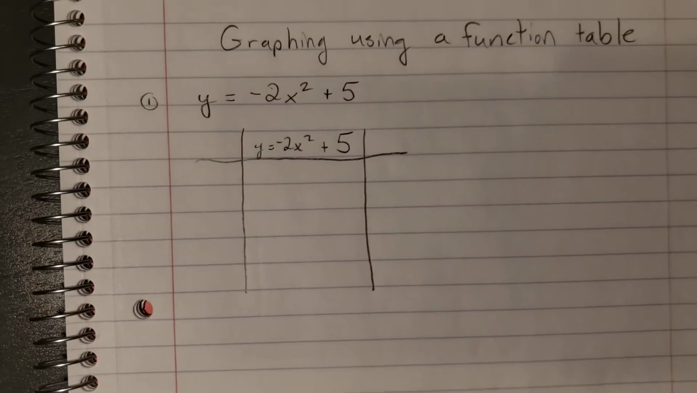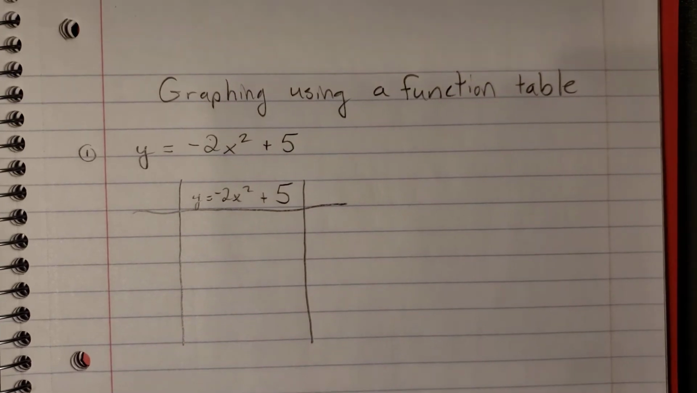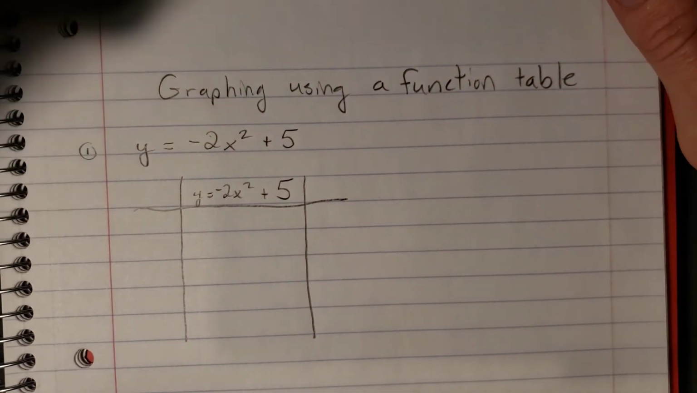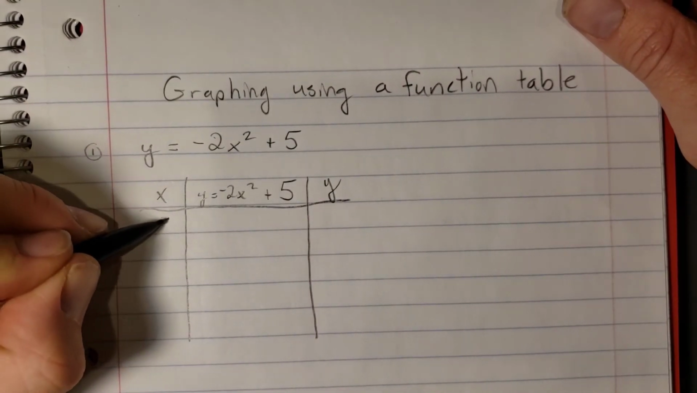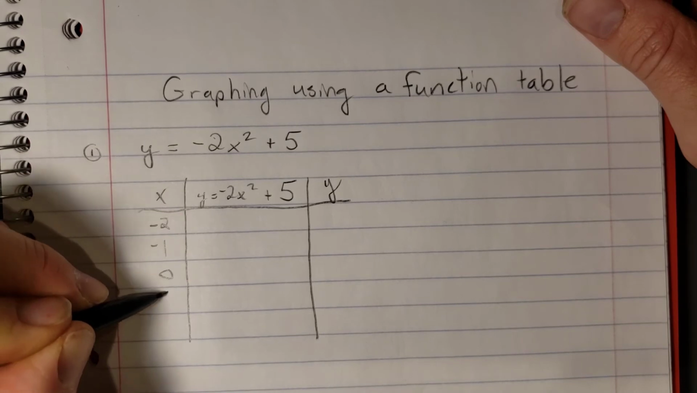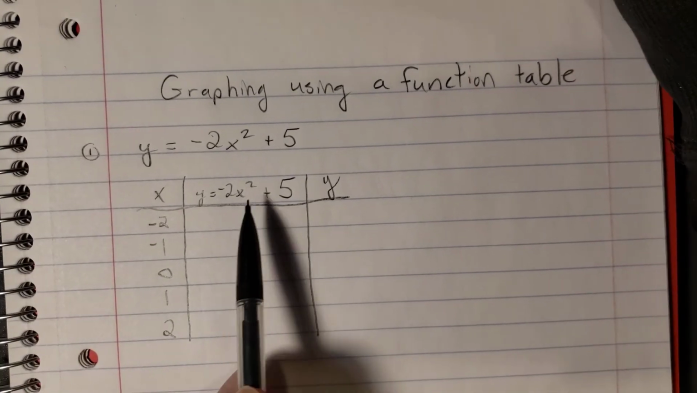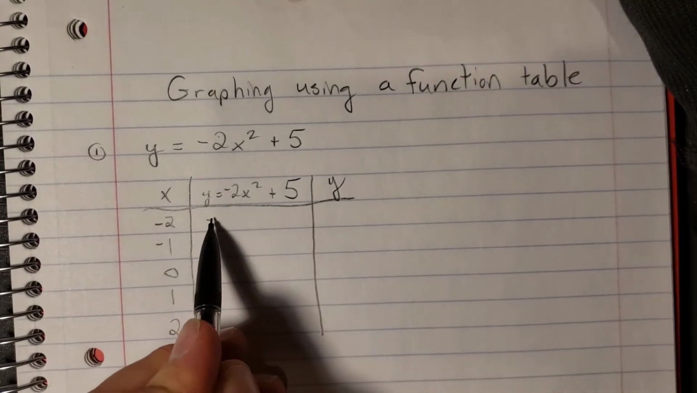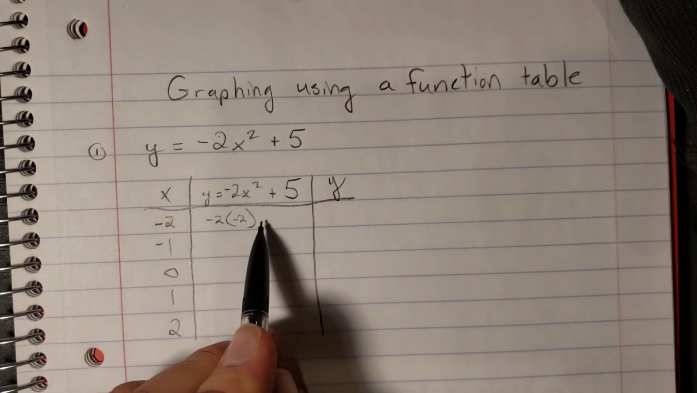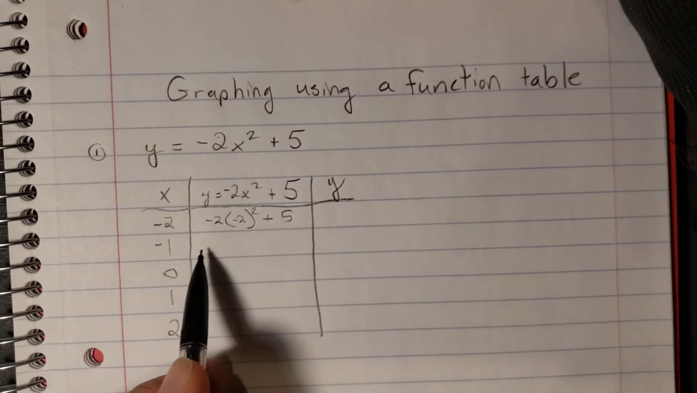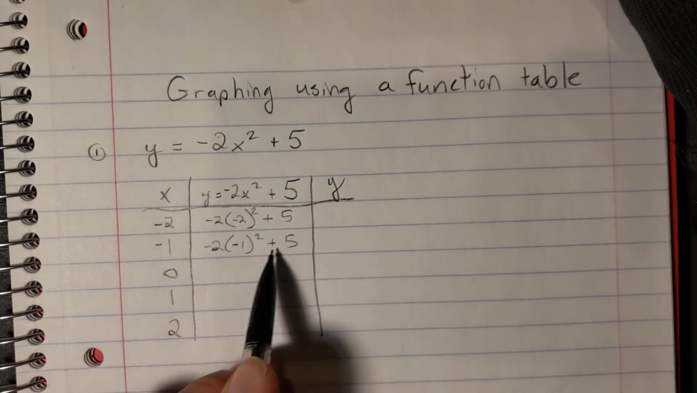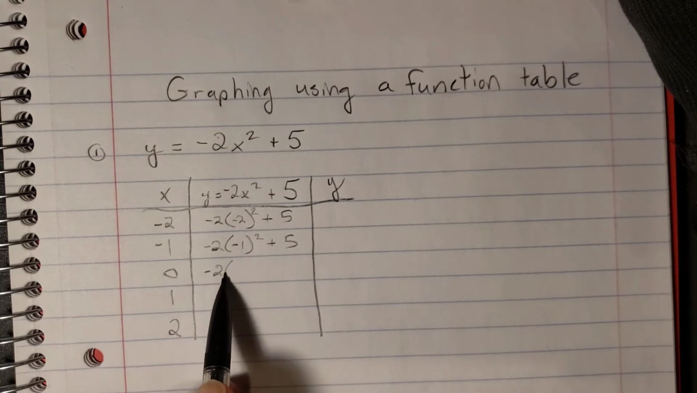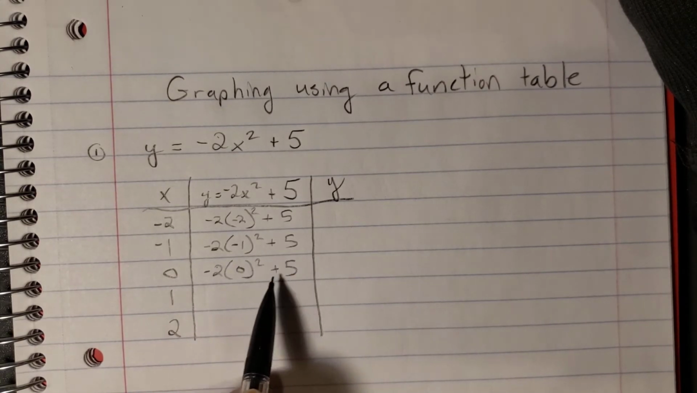Our last page here, we have some practice graphing parabolas using a function table. Remember the numbers that we typically plug in? -2, -1, 0, 1, and 2. We simply put our rule here, -2, and we plug in everything. This is very important, to take your time and make sure that you're not rushing and making silly mistakes.